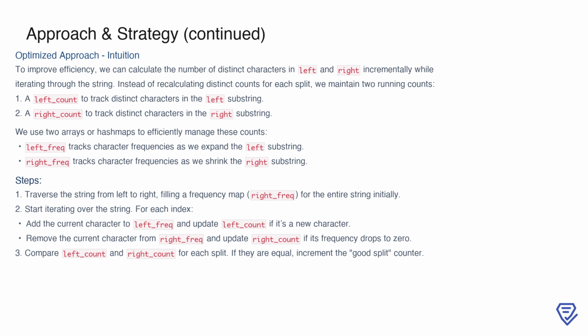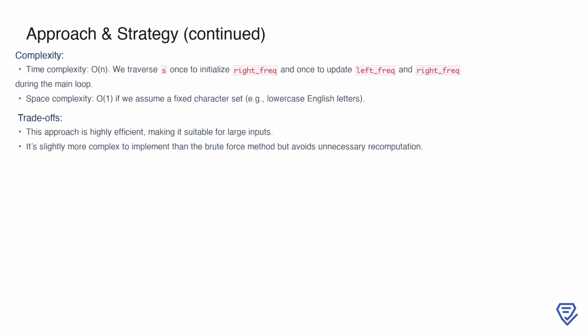This avoids the redundant work present in the brute force approach. The optimized approach significantly reduces complexity compared to the brute force method. The time complexity is O(n), because we traverse the string once to initialize the right_freq map and then iterate through it again to update the counts in left_freq and right_freq.